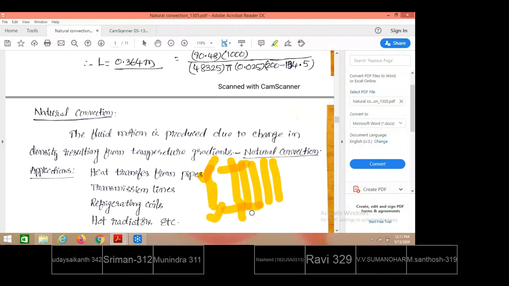Then the bottom molecules, with continuous contact over the surface, also raise their temperature, become lighter, and also go up. This is how, due to temperature change, a density difference is created between the molecules, and the density difference creates the buoyancy forces.